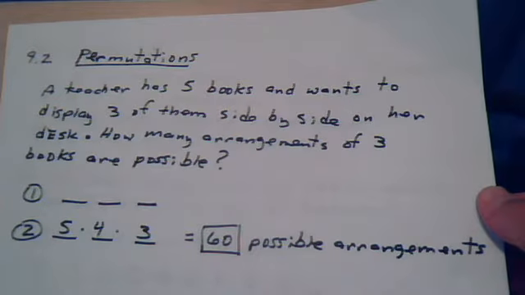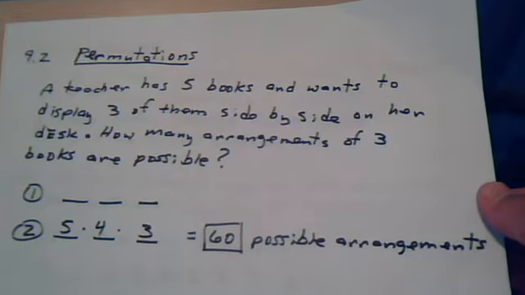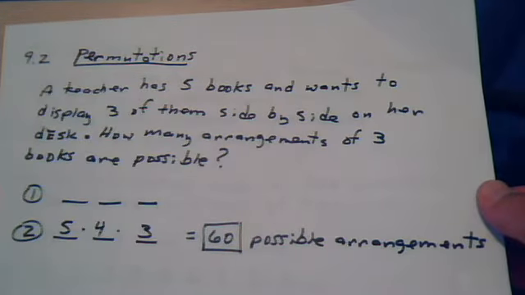Permutations. A teacher has 5 books and wants to display 3 of them side by side on her desk. How many arrangements of 3 books are possible? If you're counting arrangements or assignments, that's a permutation.